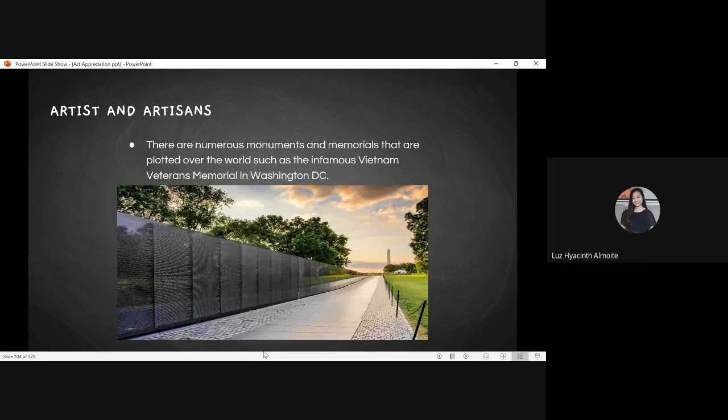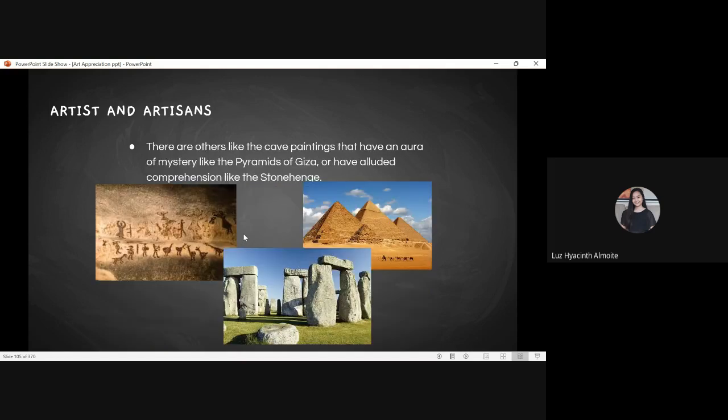There are numerous monuments and memorials plotted over the world, such as the famous Vietnam Veterans Memorial in Washington, D.C. You can see how artistic they are to create, and they have created an art piece out of this memorial. There are others, like the cave paintings that have an aura of mystery, like the Pyramid of Giza, or that have a lost comprehension, like Stonehenge.